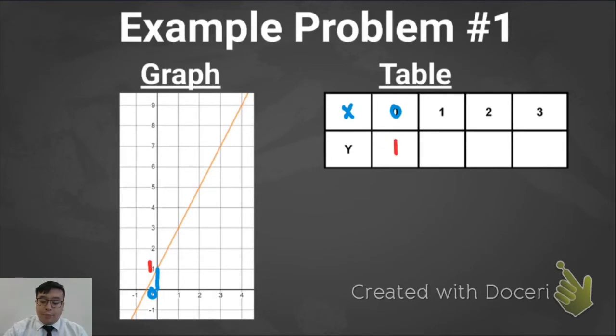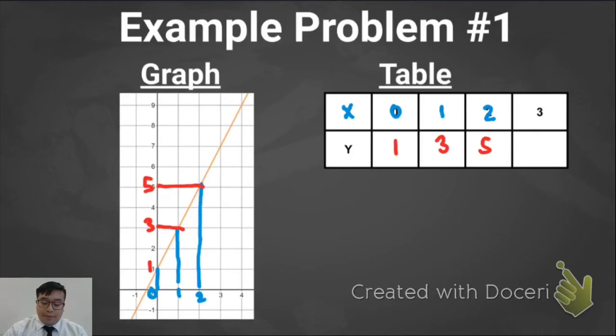Let's take a look at our next point. Here I have x equals 1. So looking on the x-axis, here's 1. And so drawing a line straight up, I see that the matching y value is going to be 3. So I know I have the point 1, 3 on my graph. Our next x value is going to be 2. So I'm going to find 2 on my x-axis. And so going all the way up, I can see that my matching y value is going to be 5. So I have the point 2, 5.